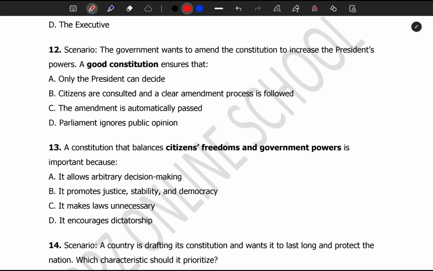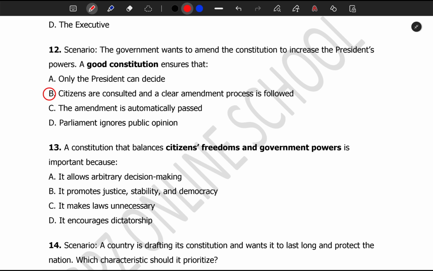A good constitution ensures that A, only the president can decide, B, citizens are consulted and a clear amendment process is followed, C, the amendment is automatically passed, D, Parliament ignores public opinion. So, you can't just make amendments to the Constitution just because you want to increase the president's power. It's a good constitution. It ensures that the citizens are consulted first.